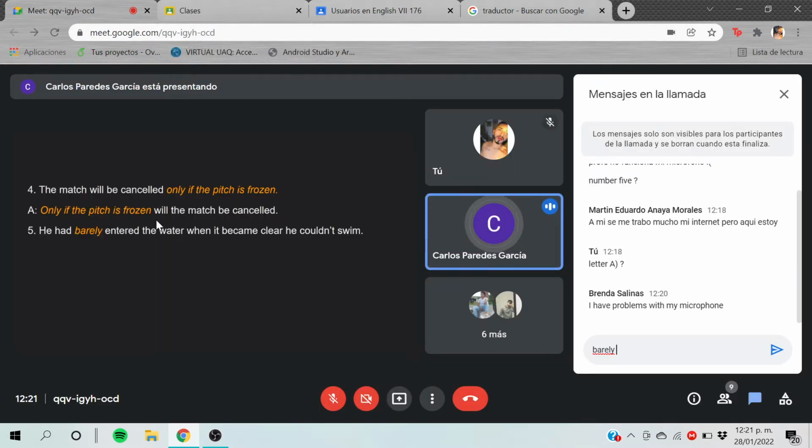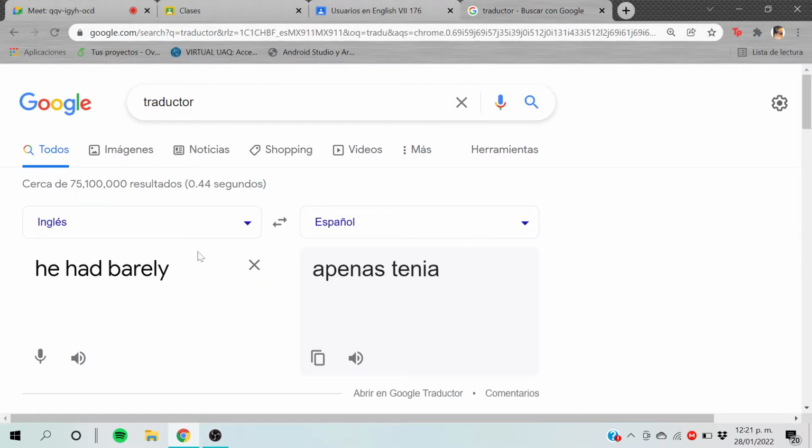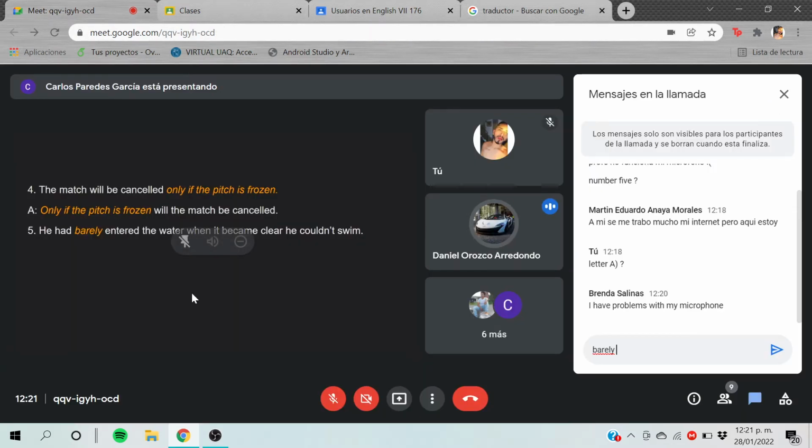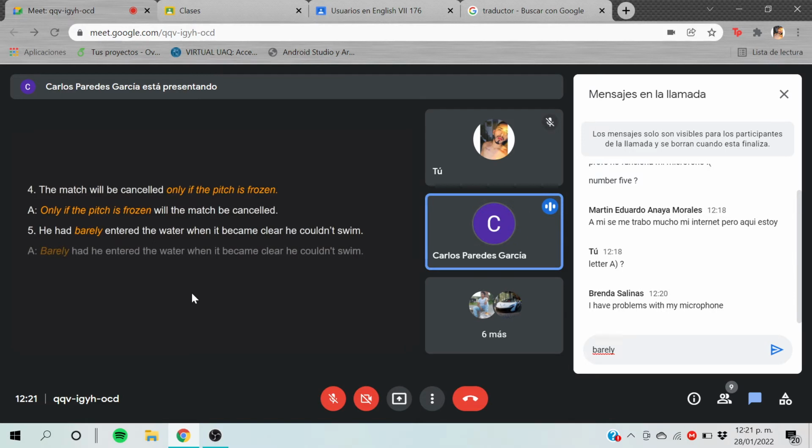Daniel Orozco again. Can you answer the exercise? Yes, in my case, I put: Barely had he entered the water when it became clear he couldn't swim. Okay, perfect. Barely had he entered the water when it became clear he couldn't swim. Perfect. Okay. I seldom eat fast food.